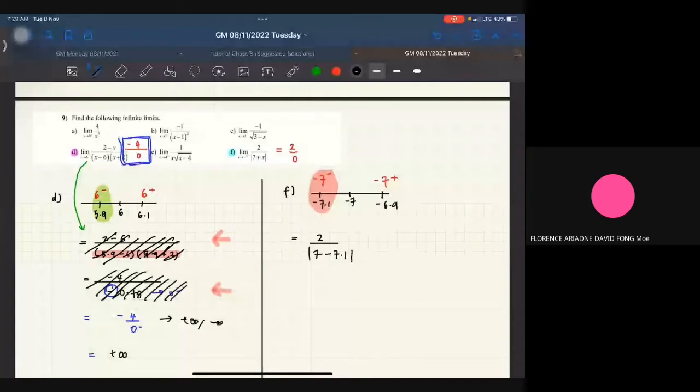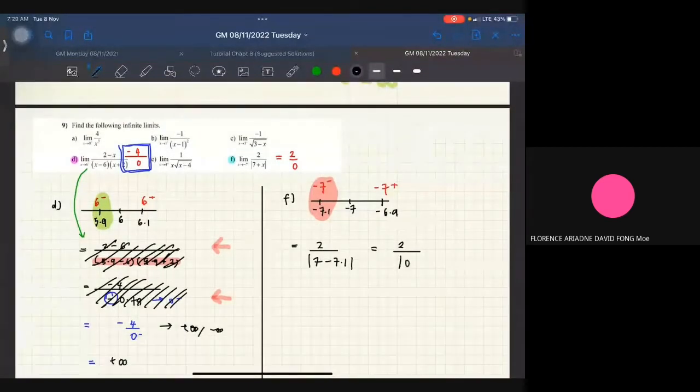Okay, so awak akan dapat 2/7 minus 7.1 adalah 0, sorry, it's -0.1. Okay, so -0.1 dalam modulus. So bila buka modulus dia akan jadi 2/0.1, adalah a positive number. So dia adalah dan bukannya 0 negatif. Okay, so awak akan dapatlah dekat sini, tulis balik. So you have 2 divide by 0 positive.